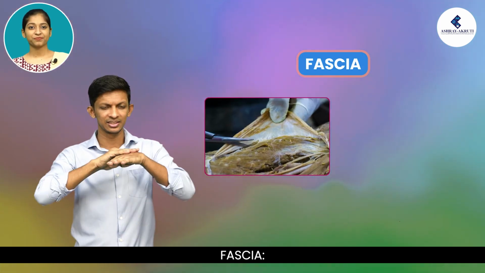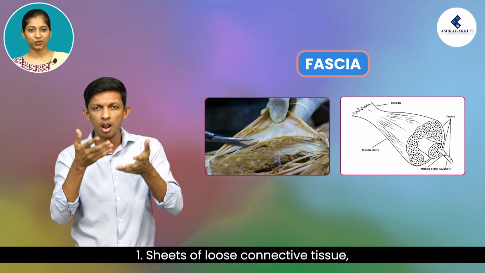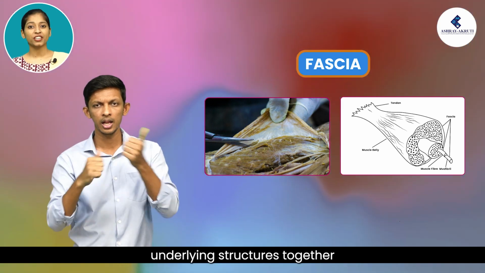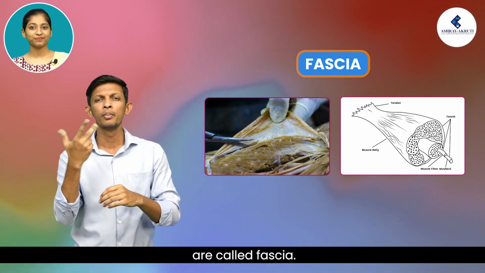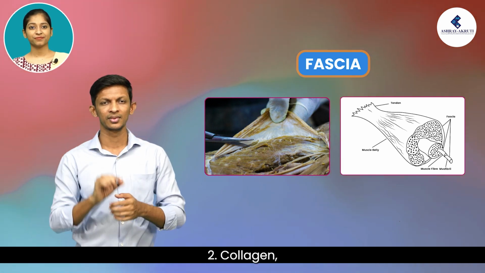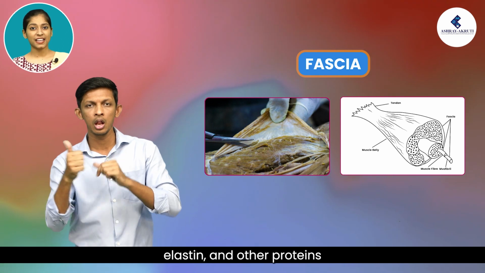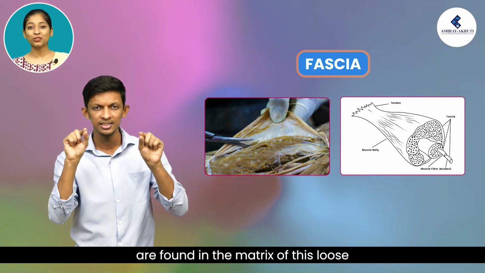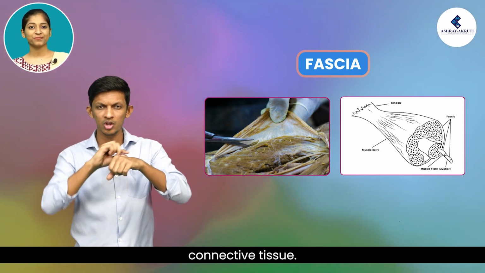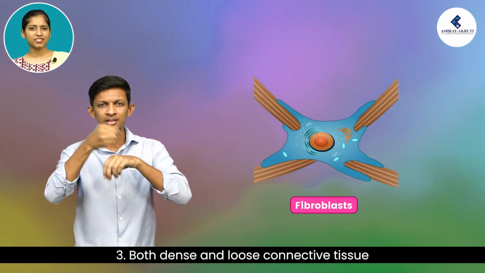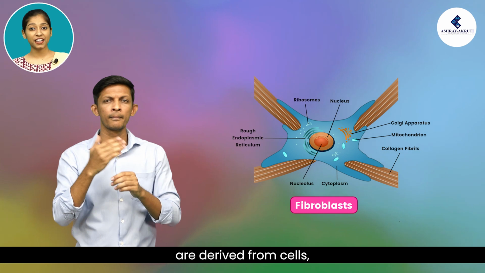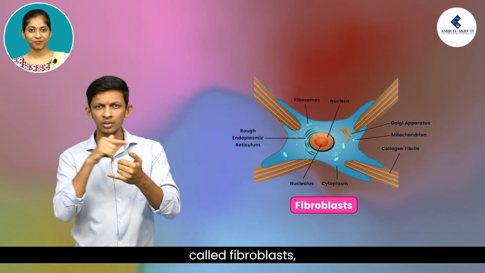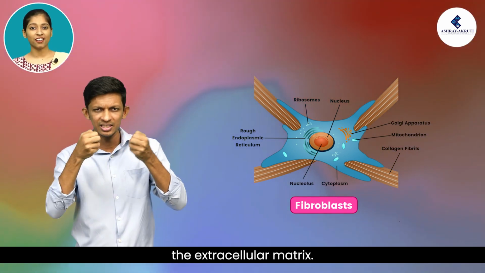Fascia. Sheets of loose connective tissue that bind muscles and other underlying structures together are called fascia. Collagen, elastin, and other proteins are found in the matrix of this loose connective tissue. Both dense and loose connective tissue are derived from cells called fibroblasts, which secrete the extracellular matrix.